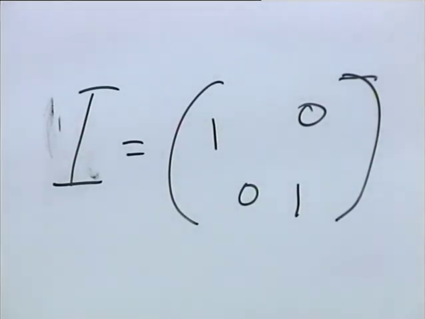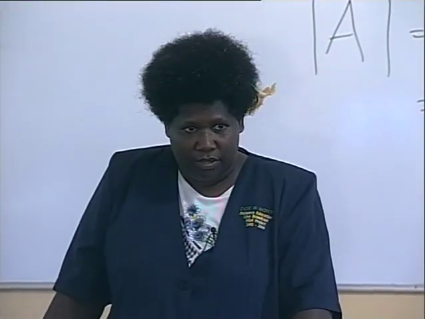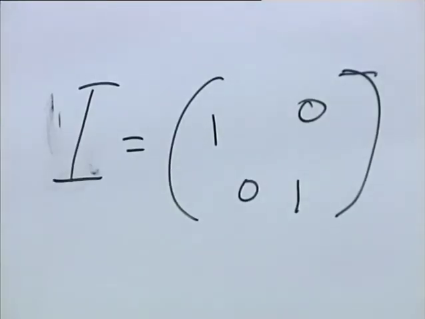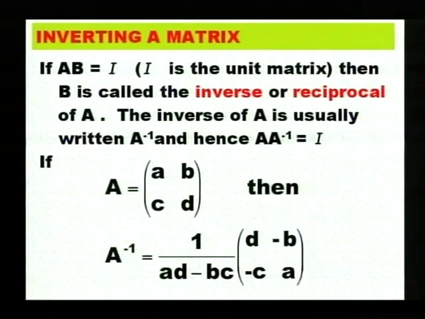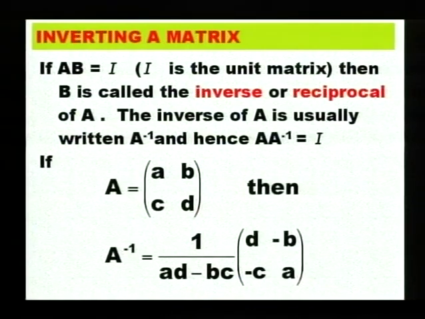So if I is the unit matrix and AB is equal to I, which means when you get the product of the matrix A and the matrix B, and you end up with a unit matrix like the one I've just written on the board, that means B is the inverse or the reciprocal of A. The inverse of A is usually written as A to the power of negative 1.